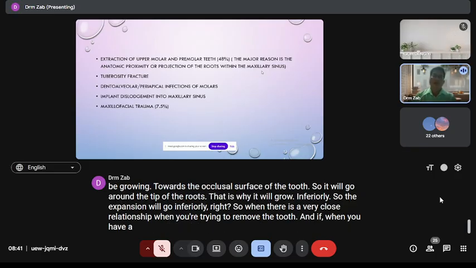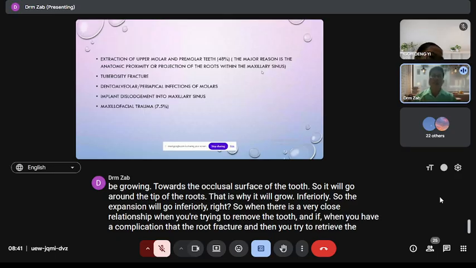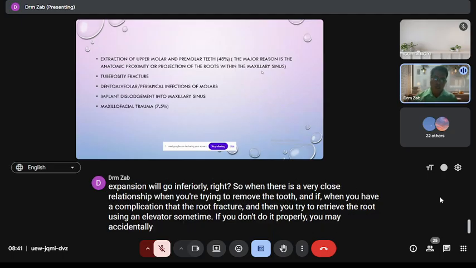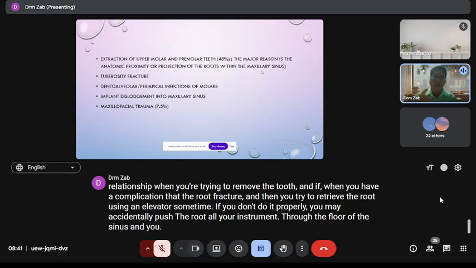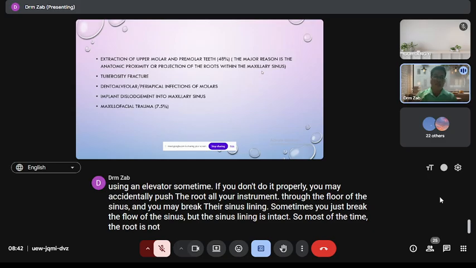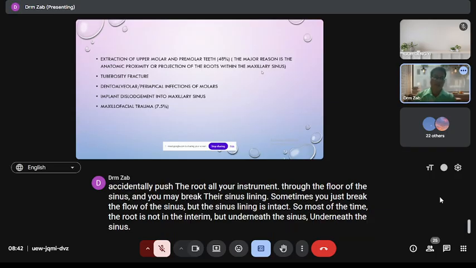and you have a complication, the root fractures, and then you try to retrieve the root using an elevator, sometimes if you don't do it properly, you may accidentally push the root or your instrument through the floor of the sinus, and you may break the sinus lining. Sometimes you just break the floor of the sinus, but the sinus lining is intact. So most of the time, the root is not in the antrum, but underneath the sinus lining. So that should be very easy to find.